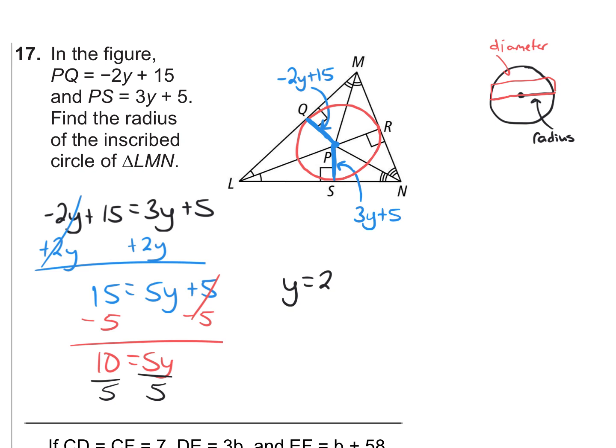Plug it in. Does it matter which one I plug it into? No. I'm just going to choose this one. So 3 times 2 is 6 plus 5, 11. So the 11 is the radius. What would you do to find the diameter? You would take that times 2, or 11 plus 11. So your diameter in this case would be 22.